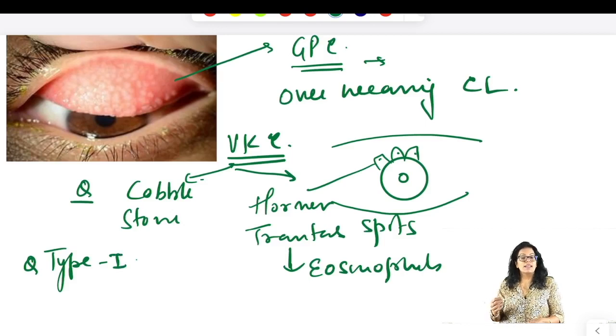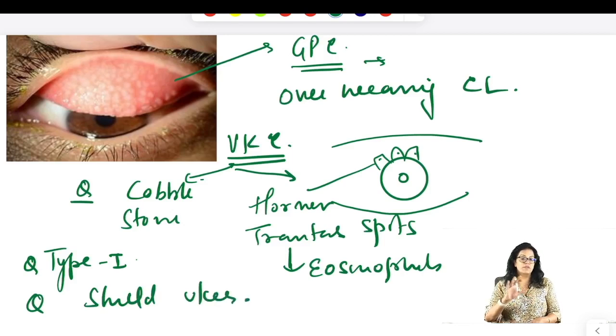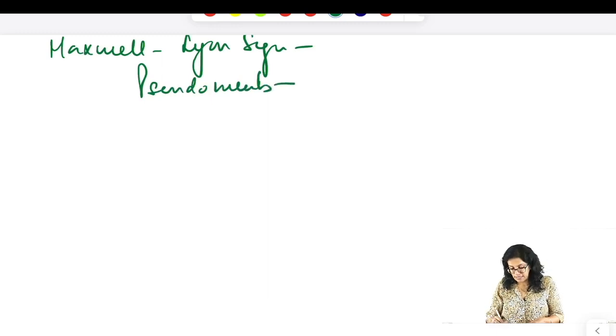Then what is shield ulcer? It is erosions on the cornea, then some mucus deposit. Again, a feature of vernal kerato. And if you get a pseudomembrane over the cobblestone appearance, that is what is called Maxwell-Lyons sign. Any pseudomembrane over the raised papilla that is on the cobblestone is called Maxwell-Lyons sign.